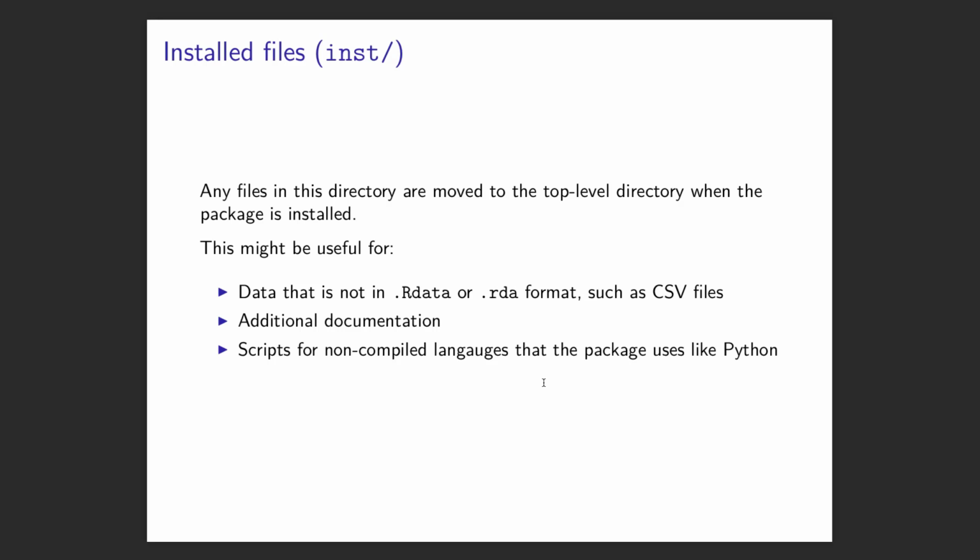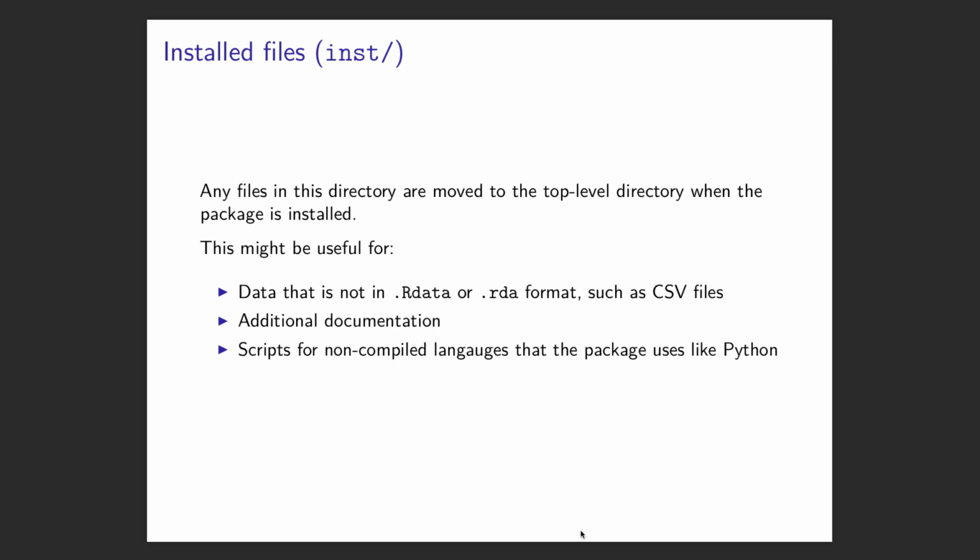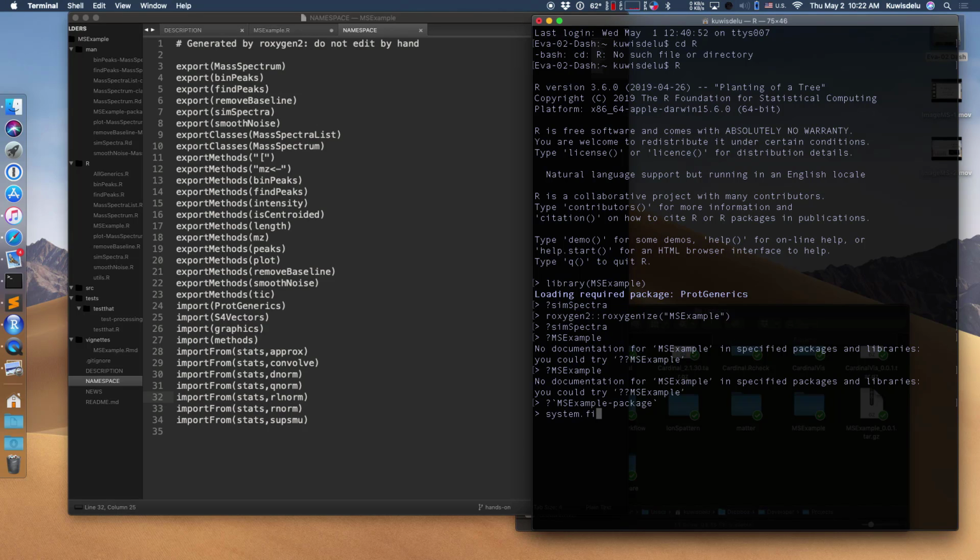Okay, installed files. You can optionally have an inst directory. Any files that are included in this inst directory will be moved to the top level directory wherever the package is installed. So for example, there is a function called system.file in R. One of the arguments you can give to it is package, and you can give it any package name that you have installed. And system.file will give you the path to where that package is actually installed on your computer.